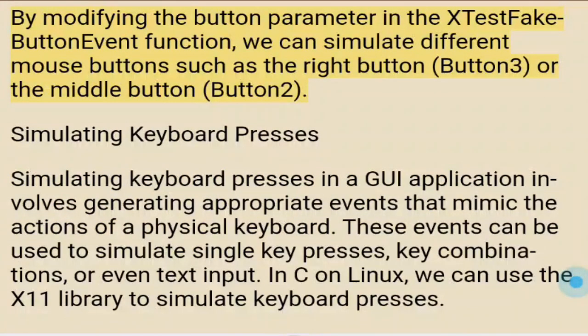By modifying the button parameter in the XTestFakeButtonEvent function, we can simulate different mouse buttons such as the right button, button 3, or the middle button, button 2. Simulating keyboard presses. Simulating keyboard presses in a GUI application involves generating appropriate events that mimic the actions of a physical keyboard. These events can be used to simulate single key presses, key combinations, or even text input. In C on Linux, we can use the X11 library to simulate keyboard presses.